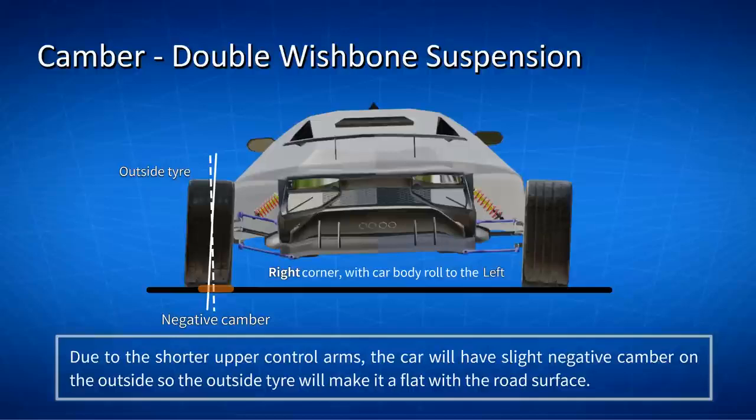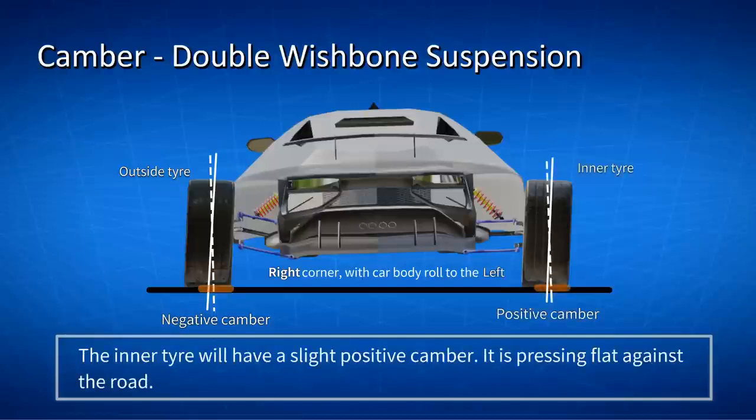This is where the car wants to maintain the maximum amount of contact. The inner tire will have a slight positive camber. It is pressing flat against the road.